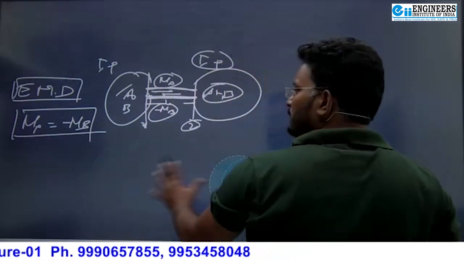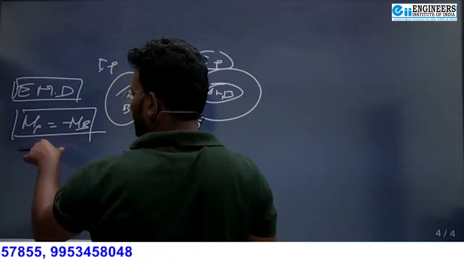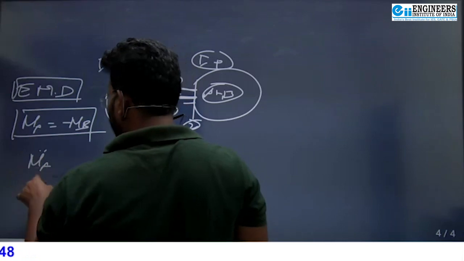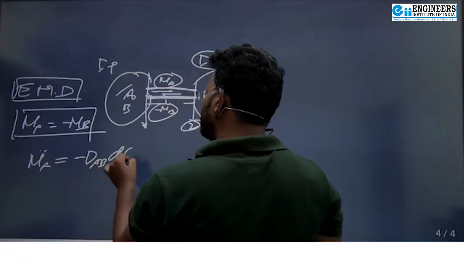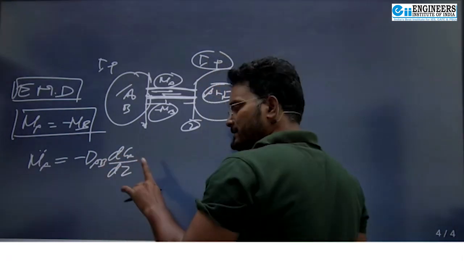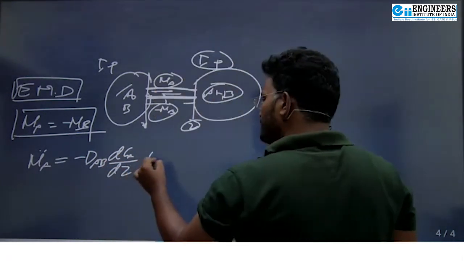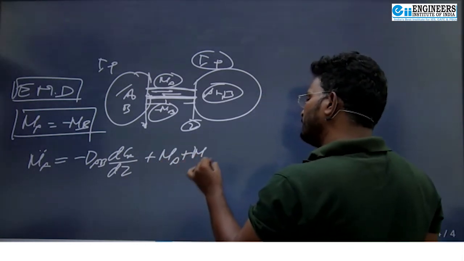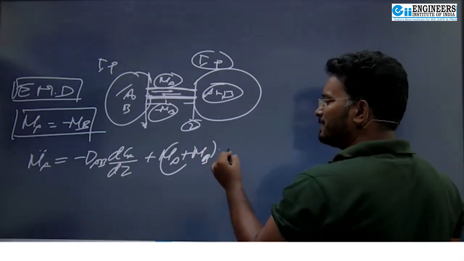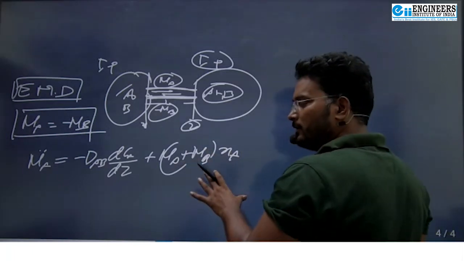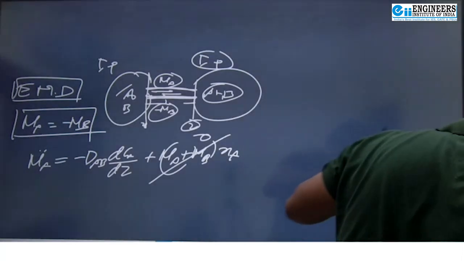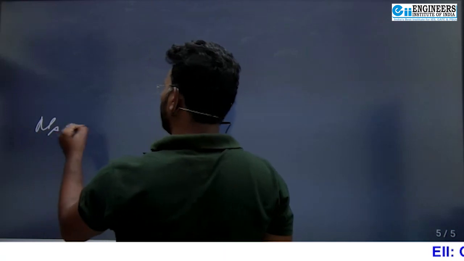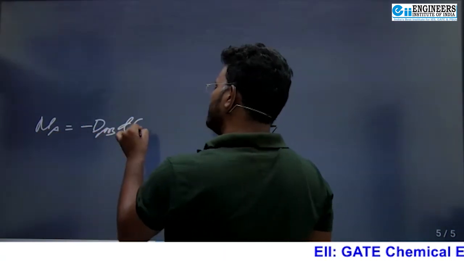So in the case of equimolar counter diffusion, how can we find the flux of A? N equals minus DAB into dCA upon dZ, clear? Plus (NA plus NB) into XA or YA, depending upon gas or liquid. Now this will be 0 because N equals J only. In equimolar counter diffusion, N equals only J. Am I right? Then, my dear student, NA is equal to minus DAB into dCA upon dZ.